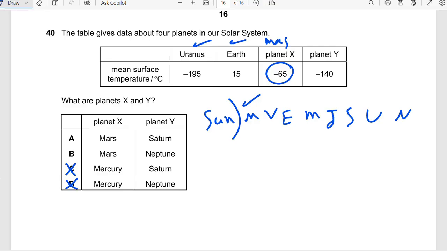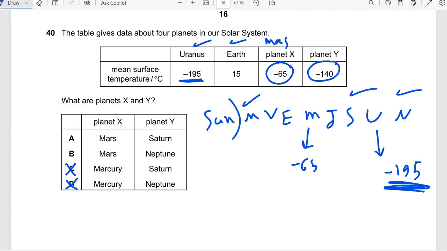Planet Y, is it Saturn or Neptune? Of course, this is Mars, -65, and remember they gave me Uranus. They gave me -195. Okay, so could the -140 be Saturn or Neptune? Of course, it should be hotter than this one. So it's actually Saturn. Why is that?